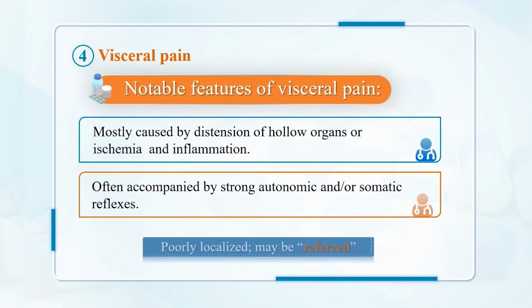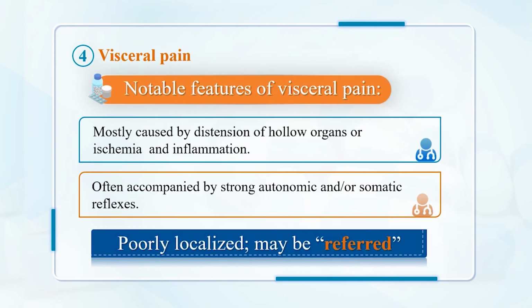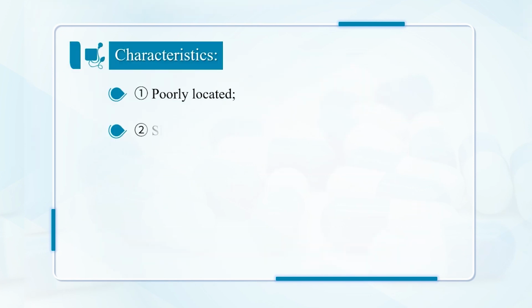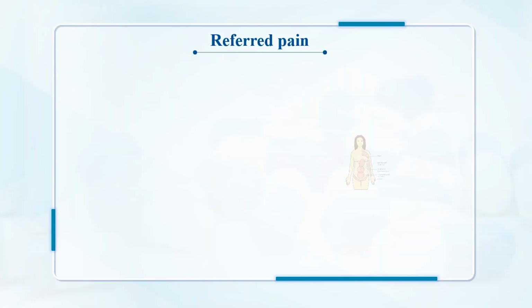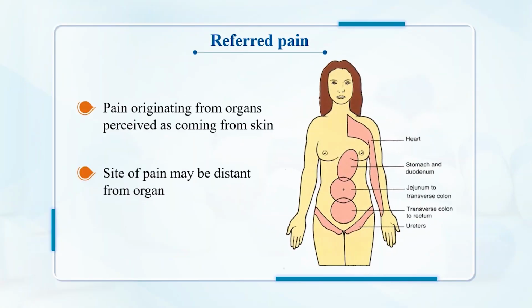Now we're talking about the concept of referred pain. Visceral disease often causes pain on the surface of the body. Characteristics of visceral pain are that it is poorly localized, slow and persistent, sensitive to stretching but not to cutting and burning, and accompanied by an unpleasant feeling.